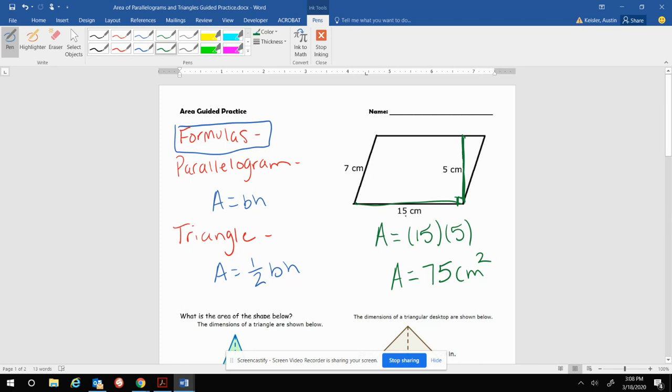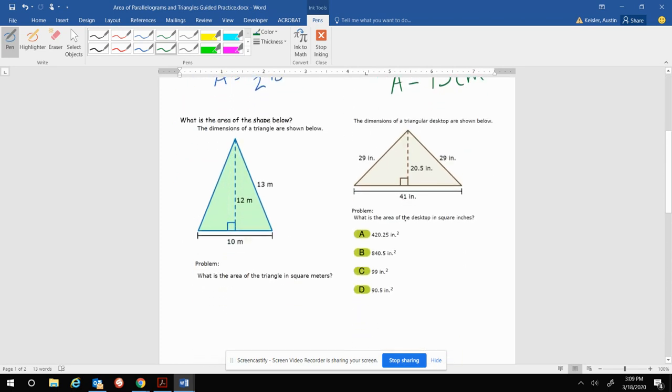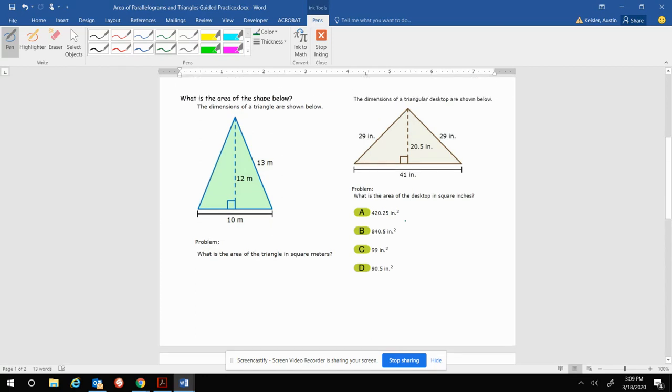All right, scrolling down here to these next ones. These are both triangles, so I've got to remember that 1/2. So I'm looking for my right angle again on this first one. The base and height form a right angle. So there's my two numbers. I'm going to plug them into my formula first. My base is 10, my height is 12.